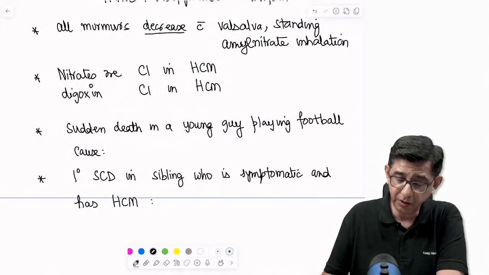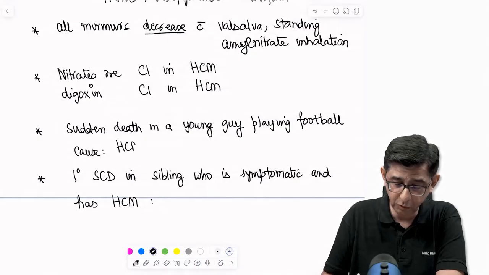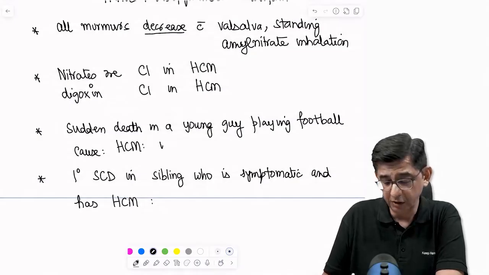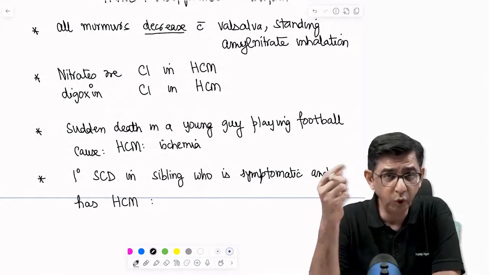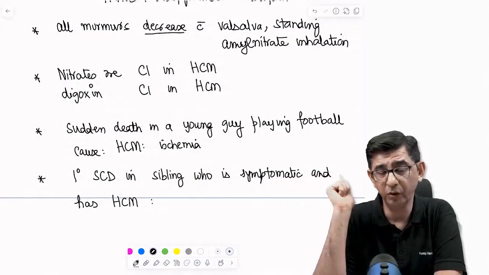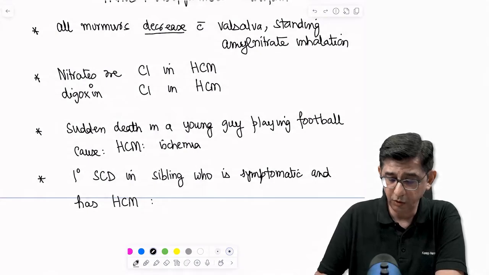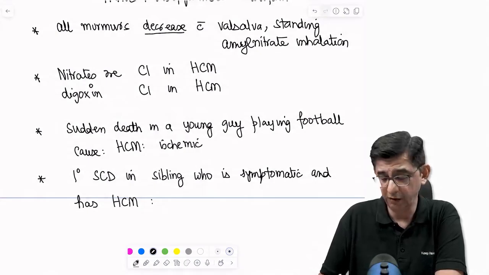Standard question: sudden death in a young guy playing football. The cause is hypertrophic cardiomyopathy. And if he wants to go a little deeper, then you will say that there is a worsening of the subendocardial ischemia, क्योंकि heart में ज़्यादा muscle है ना, मोटा heart है, it's consuming more oxygen, so it will cause worsening of the subendocardial ischemia, and therefore there can be a development of ischemic ventricular fibrillation, or there can be a ventricular tachycardia developing in these patients.